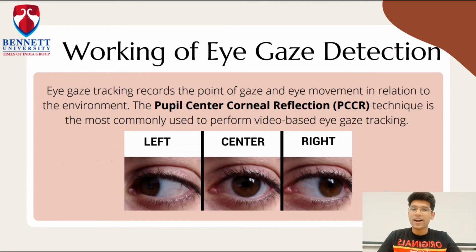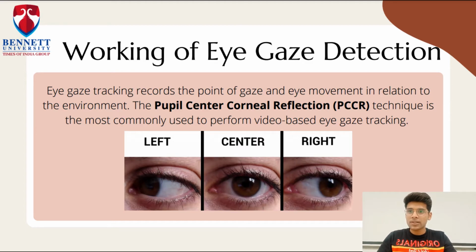Coming to the working of eye gaze detection. Eye gaze tracking records the pupil of gaze and eye movement in relation to the environment. The basic technique on which eye gaze tracking is based is PCCR, pupil center corneal reflection. It is the most commonly used technique to perform video based eye tracking. Let's understand what this technique is all about. The basic concept is to use a light source to illuminate the eye, causing highly visible reflections, and a camera to capture an image of the eye showing these reflections.